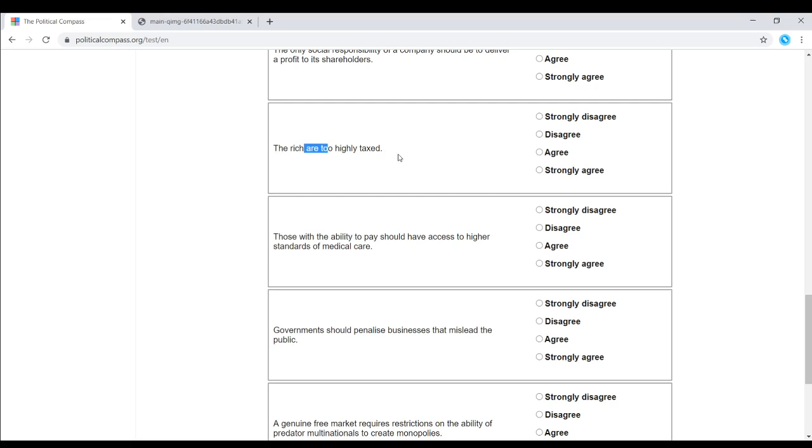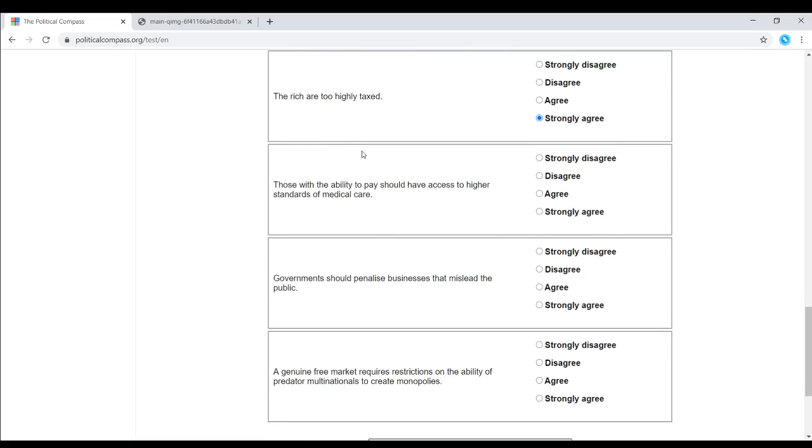The rich are too highly taxed. I strongly agree. I've talked about this before in another video. Those with the ability to pay should have access to higher standards of medical care. So I believe in a hybrid system when it comes to healthcare. And so I believe that we should have a private and a public sector where people aren't forgotten in the healthcare system, but also people are given an ability to not be put on a really long wait list.